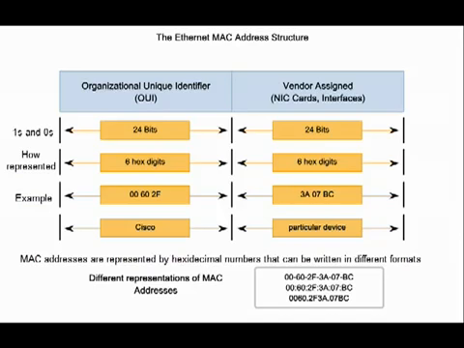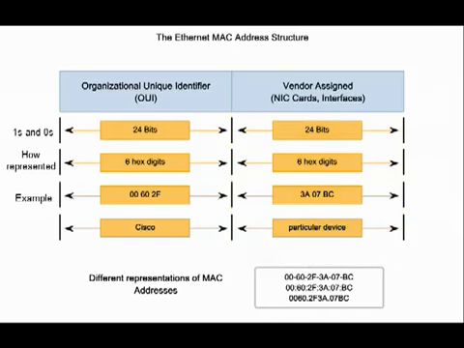IEEE requires the vendor to follow two simple rules. First, that all MAC addresses assigned to the NIC or other Ethernet device must include that vendor's OUI as the first 3 bytes. For this example, the vendor is Cisco. Second, all MAC addresses must be assigned a unique value or serial number in the last 3 bytes.